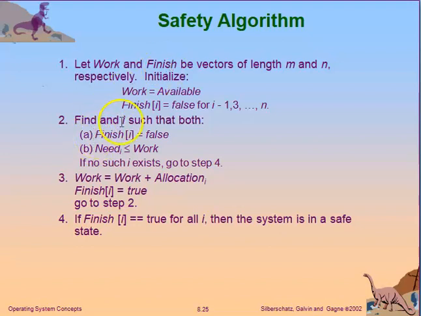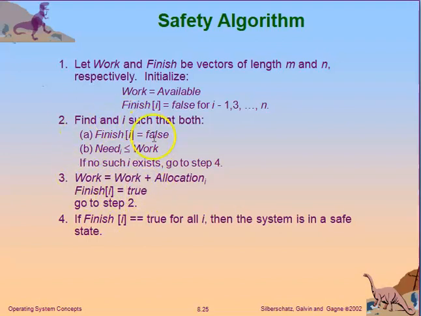Then what we will do is we will find one process such that the finish is false for that particular process and its need, that means its requirement of resources, is less than or equal to the work which is the available. So what it means is we can meet this process's needs and we can satisfy its needs and it can complete and return what allocation has already been done to it. So we will assume that since the need can be met, the process is completed and whatever allocation was made to it, we add it back to the work and we mark the finish of that particular process as true.